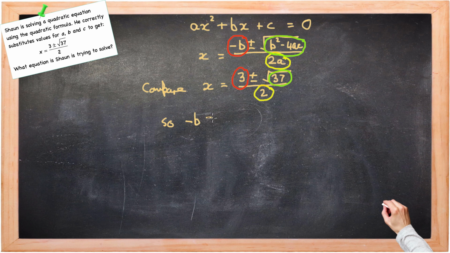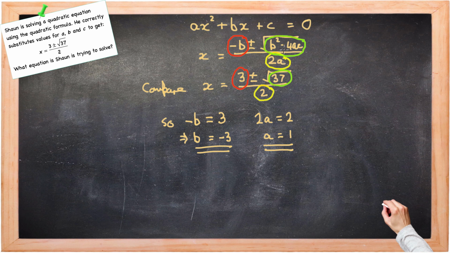So we know that negative b is the same as 3. Let's multiply both sides by negative 1. And that therefore gives us b equals negative 3. So we've found out what b is. Let's tackle 2a and 2. 2a would have to be the same as 2. And we'll divide both sides by 2. And we'll get a equals 1.